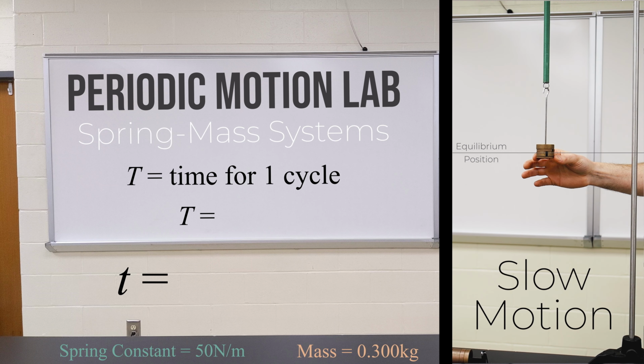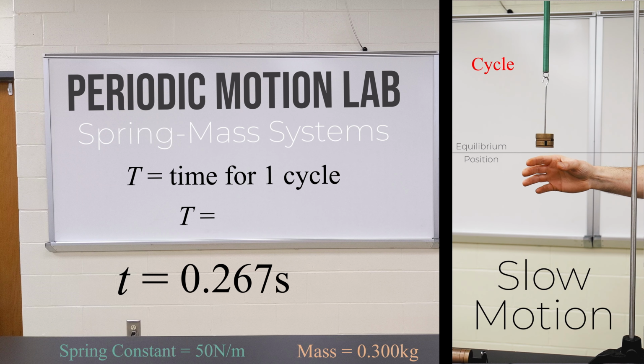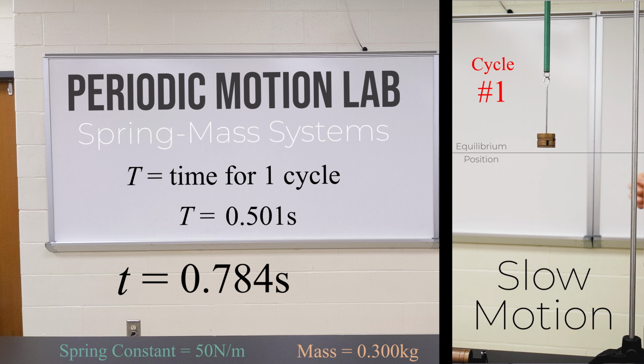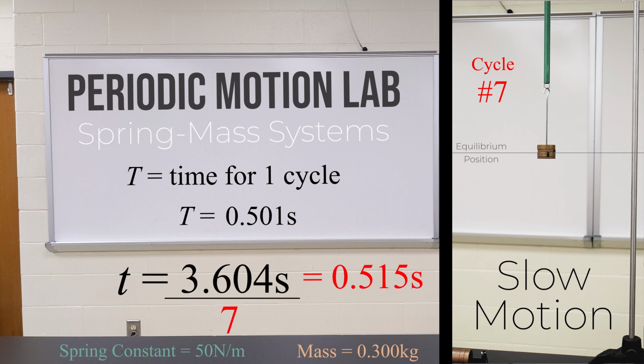For each specific mass hung on the spring, you want to measure how much time it takes for one cycle. We call that a period. Well, you could try to measure that directly just for one cycle. In this case, it was about 0.501 seconds. Or you could measure the time it takes for multiple cycles, let's say 7 complete cycles. And if this one took 3.604 seconds to go through 7 full cycles, we just divide that number by 7, and that will give us the number of seconds it takes for one cycle. That again is our period.